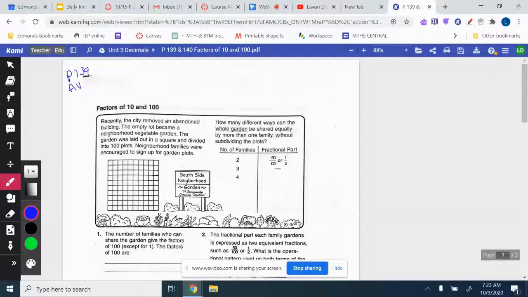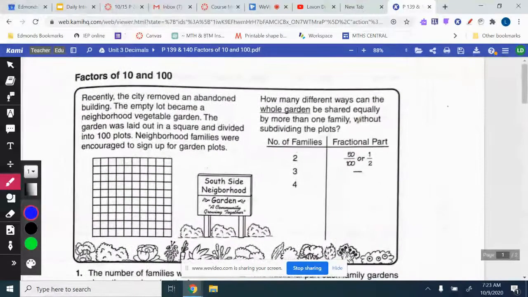139 and 140, we're going to look at the factors of 10 and 100. So that way we can convert those fractions easily to decimals. So we're going to zoom in on this.